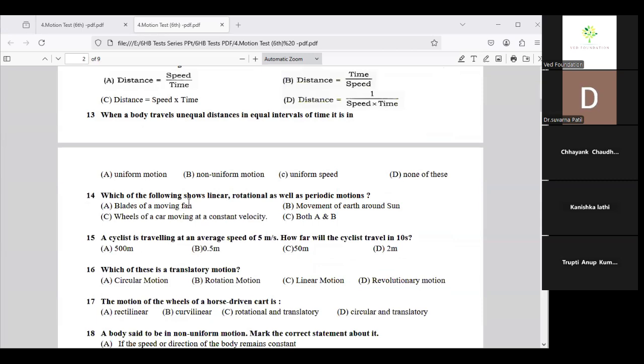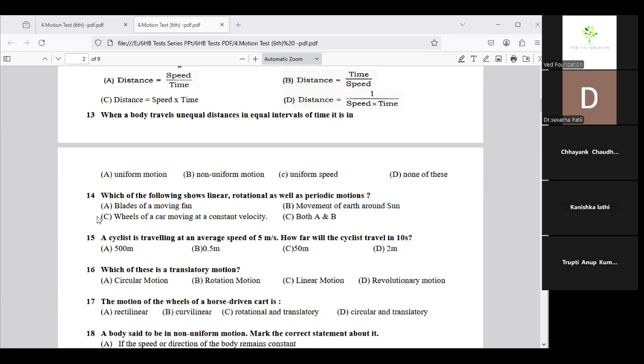14. Which of the following shows linear, rotational as well as periodic motion? Find such an option in which there is linear motion, rotational motion and periodic motion. First, blades of a moving fan. No, it is rotatory motion. Movement of the earth around the sun. Third, wheels of a car moving at a constant velocity. And C, both A and B. And the correct answer of 14 is option C.